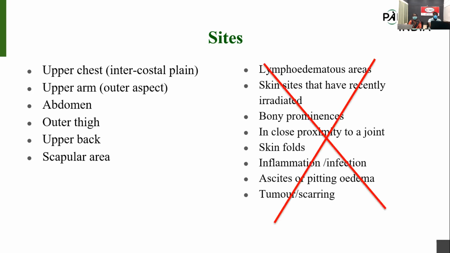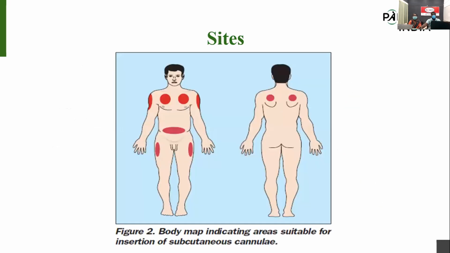In this picture showing clearly, these are all the lateral aspect of forearm, lateral aspect or outer aspect of both the thigh, around the umbilicus region. This one is the scapular region. This area is the outer quadrant of both buttocks. These are all the areas we can give the injection and infusion through subcutaneously.